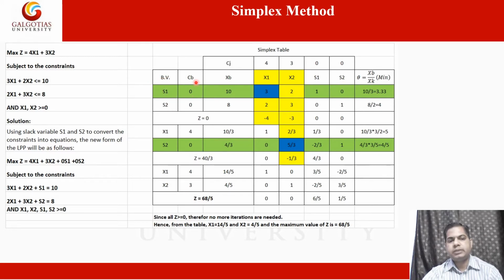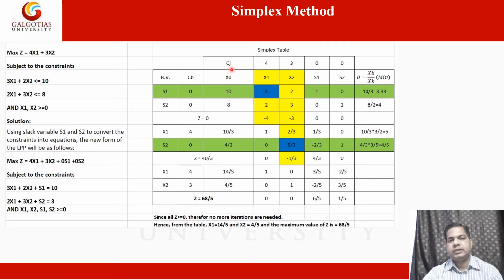Now the next column is CB. CBs are the coefficients of the basic variables in the objective function. So my basic variables are s1, s2. This is my objective function. So the coefficients of s1, s2 are 0, 0. So CBs will be 0, 0. Now XB. The XB column is also known as the solution column, because this represents the right hand sides of the constraints. The right hand sides of the constraints are 10 and 8. So the XB column is 10, 8. This 10 means the solution of the given equation. So this XB column is also known as the solution column.